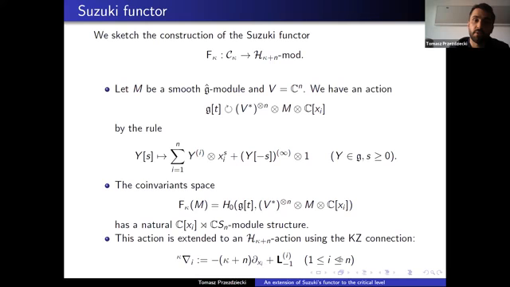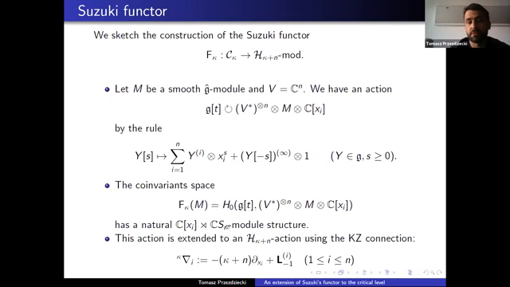So now the Suzuki functor. I'd like to very briefly explain the construction. So I take a smooth module, then we have an action of the current Lie algebra on this tensor product space given by this formula. And I take the space of coinvariants. So this is very similar to what I mentioned at the very beginning with respect to Schur-Weyl duality.